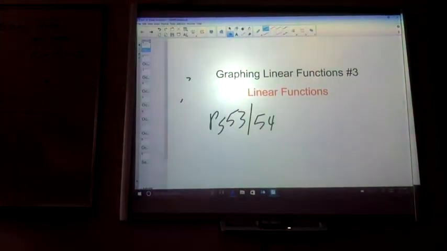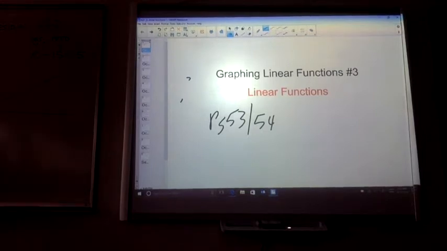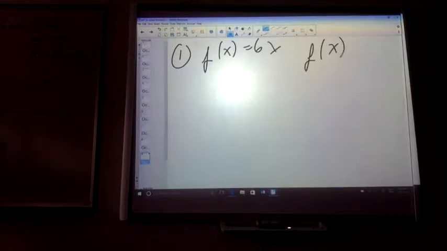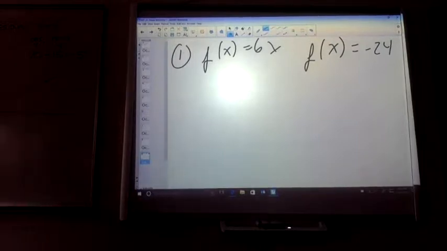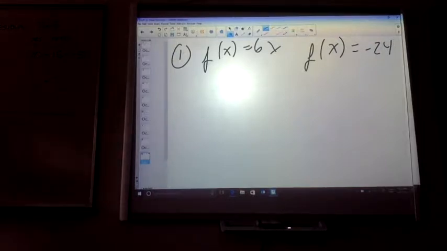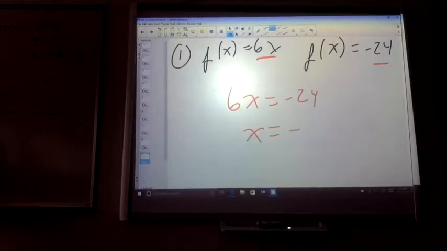So problems. Let's look at problem number 1. They tell you f(x) is equal to 6x, and then they tell you that f(x) is equal to negative 24. So the only way to do this problem is you have the function at x and the function at x. It's the same function, so this will equal this. So you find that x is equal to negative 4. Done.